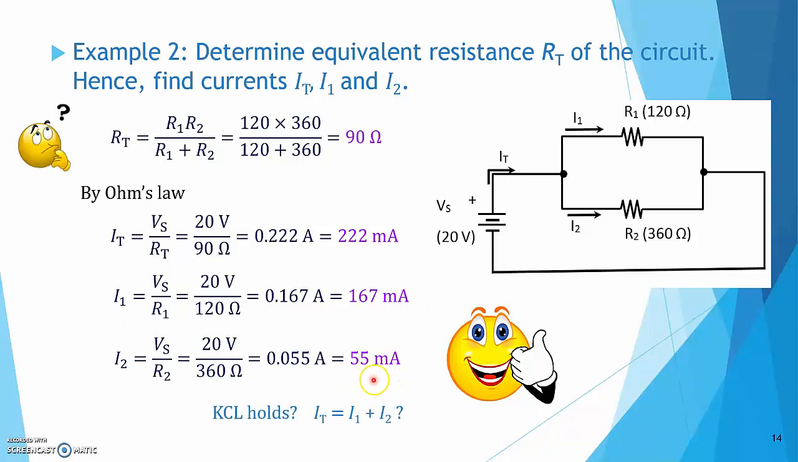We can check whether the calculations are correct by applying Kirchhoff's current law. Add up these two currents, which are leaving this node, and they should be equal to the total current entering the node. You work it out, you'll find they are equal.